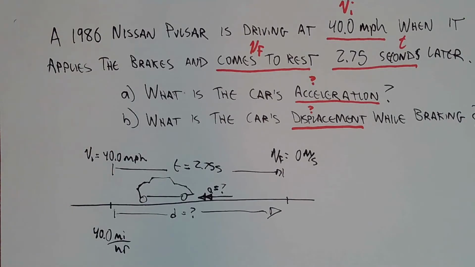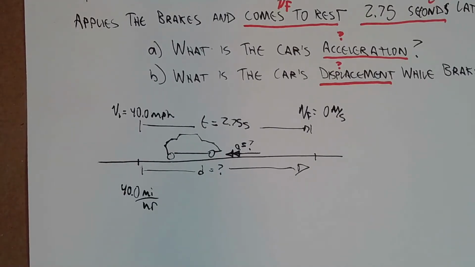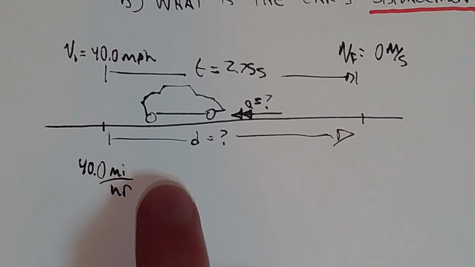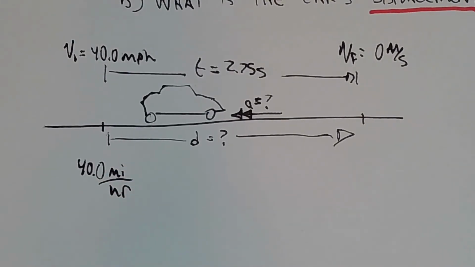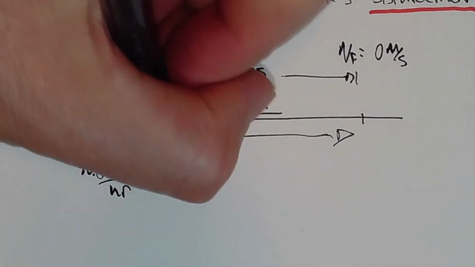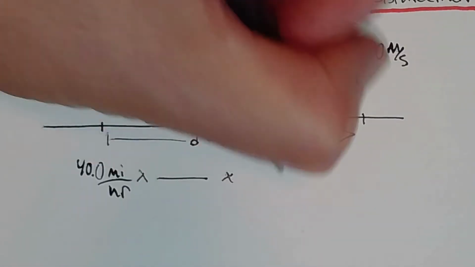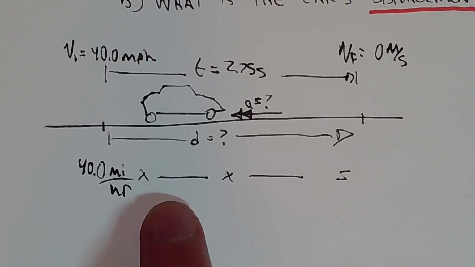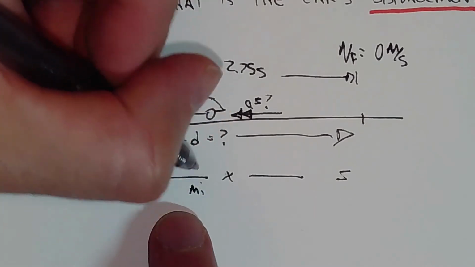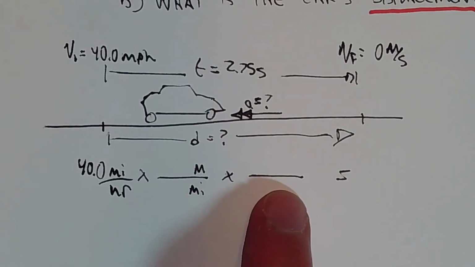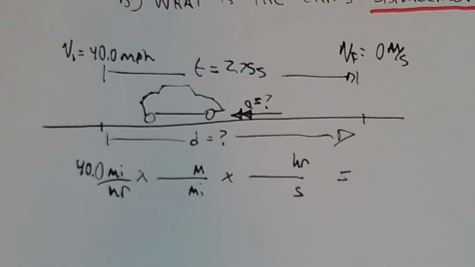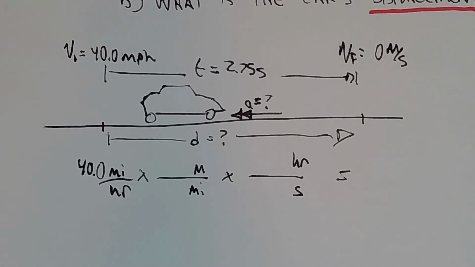So I'm going to set this up. Okay. So we got 40 miles an hour. Notice how I put miles per hour, hours on the bottom, so it doesn't get confusing when we set up where we're going to cancel stuff out. We can do this in 2 steps. And we're going to get miles out of here, get it to meters, and we're going to get hours out of here and get it to seconds.